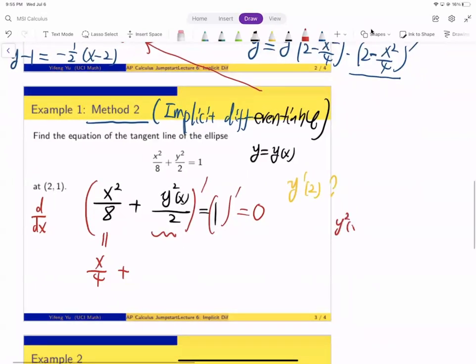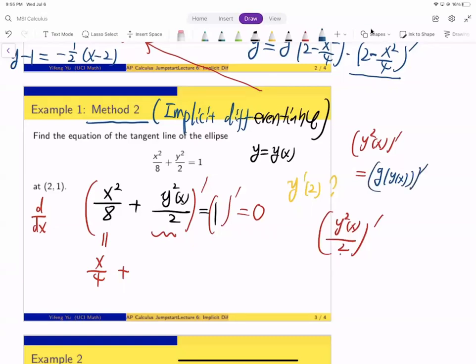So what is the derivative of y squared over 2? Take the derivative; 2 is a constant. For y squared, we know this is just g composed with y(x). Take the derivative. Here g(y) is y squared. So we know the derivative is g prime evaluated at y(x), times y prime(x).